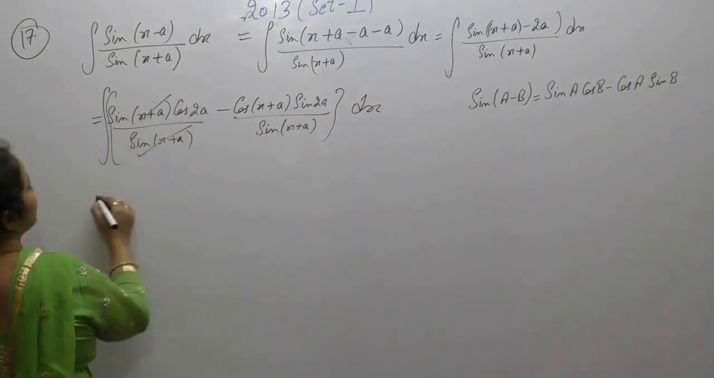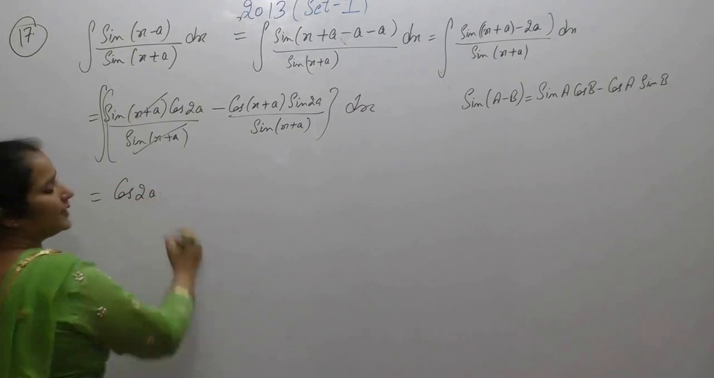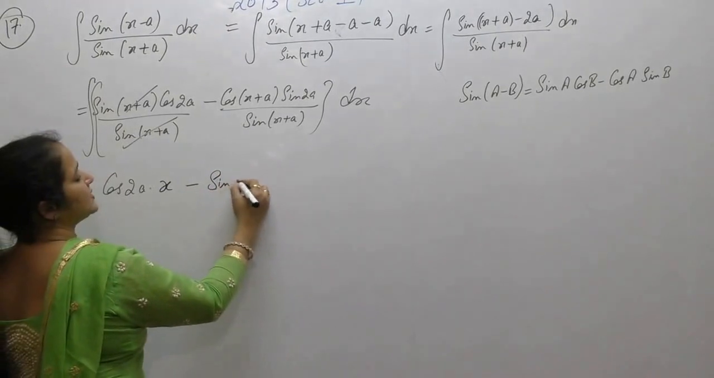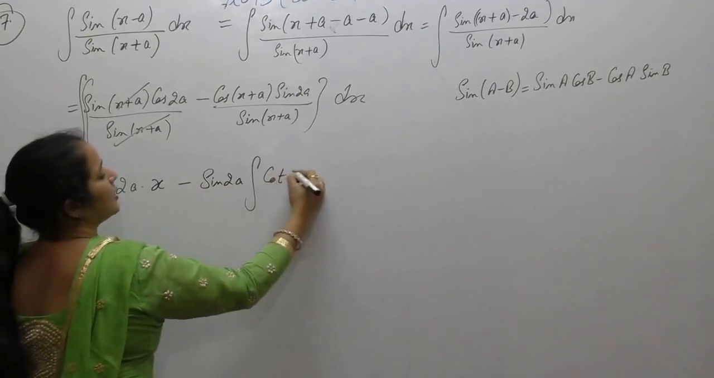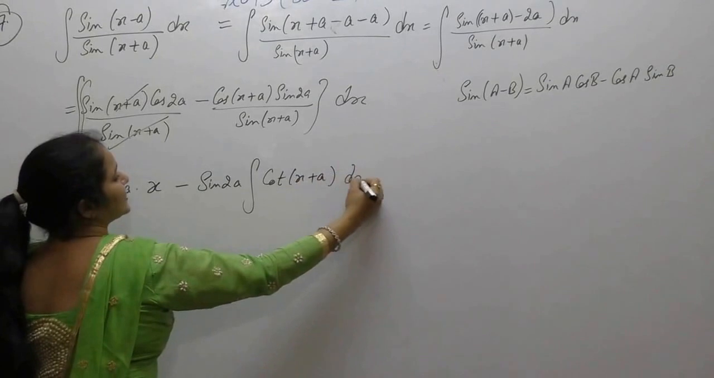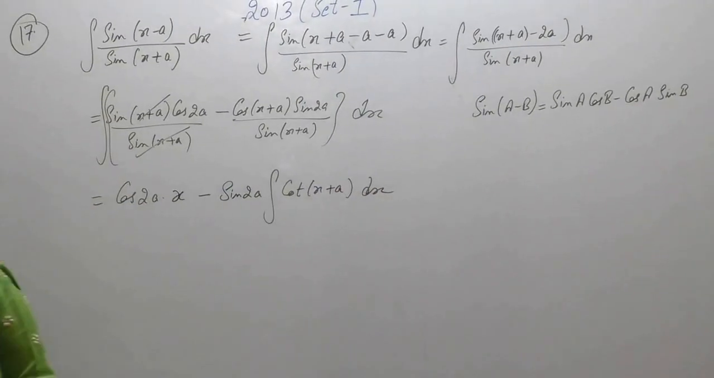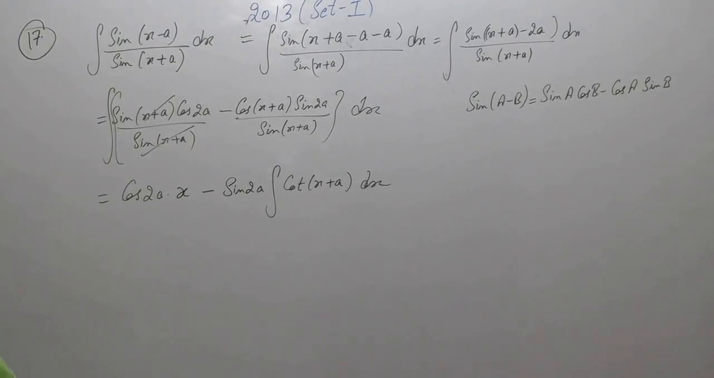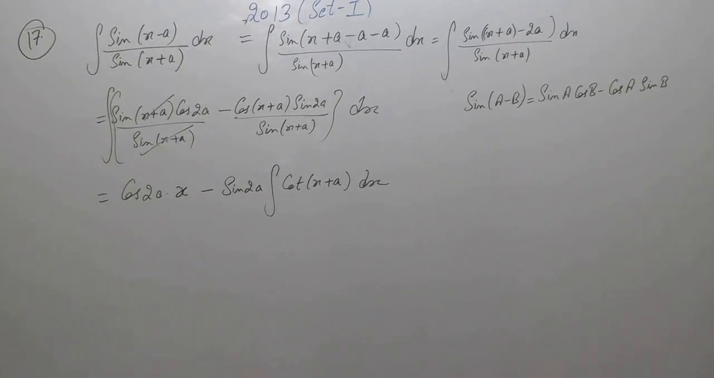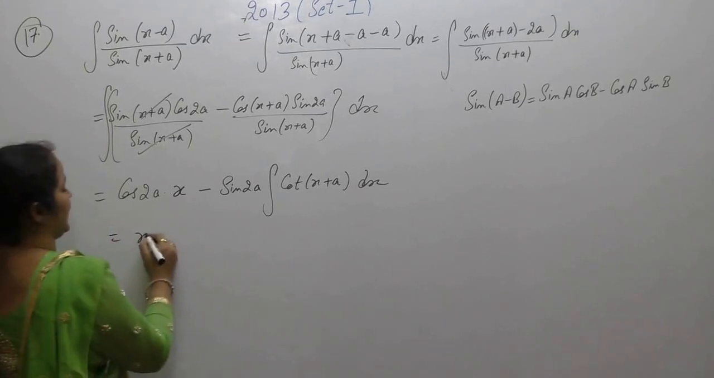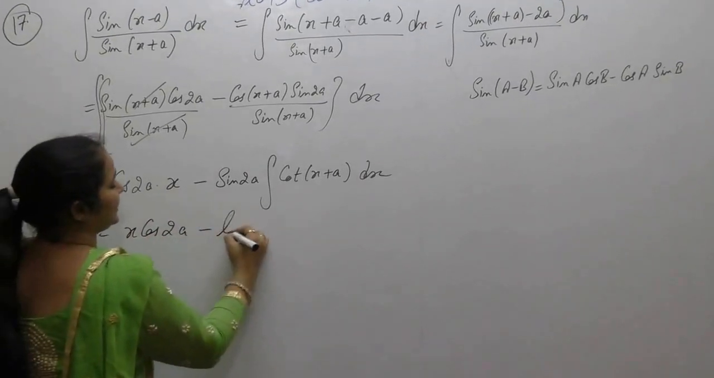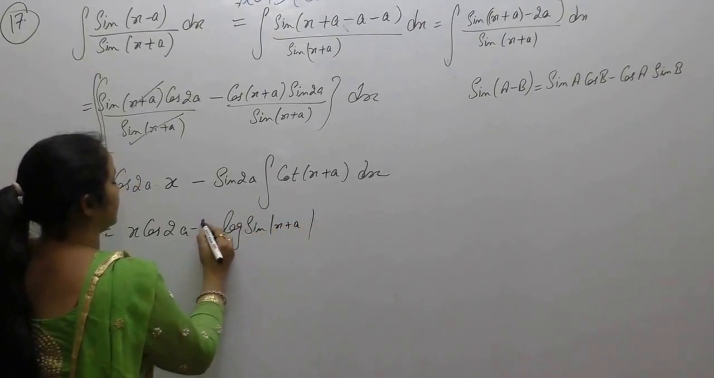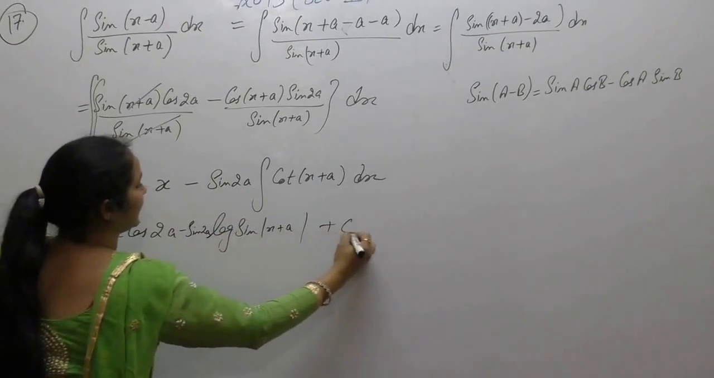Here sin(x plus a) will get cancelled. Cos 2a is constant. The integral of 1 with respect to dx is x. Sin 2a is constant. Cos upon sin is cot of (x plus a) dx. Now the integral of cot is log sin. So the answer is x cos 2a minus log sin(x plus a) sin 2a plus c.